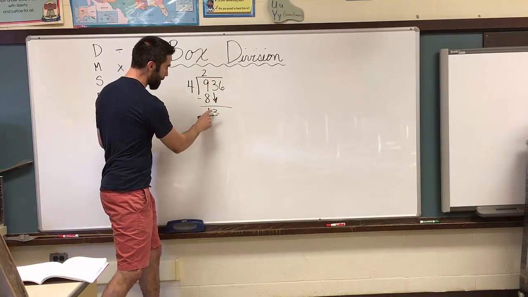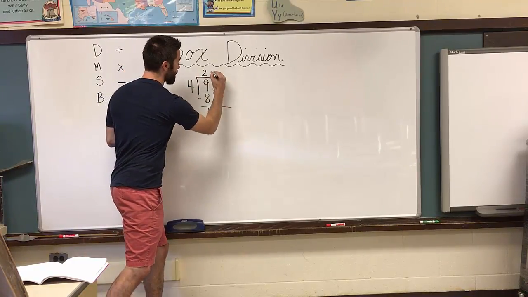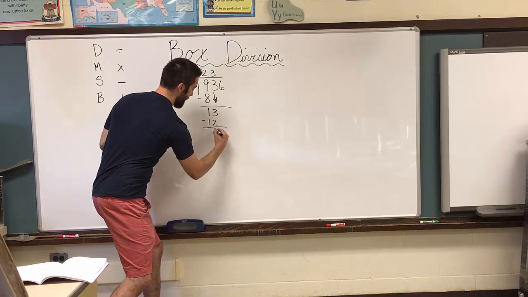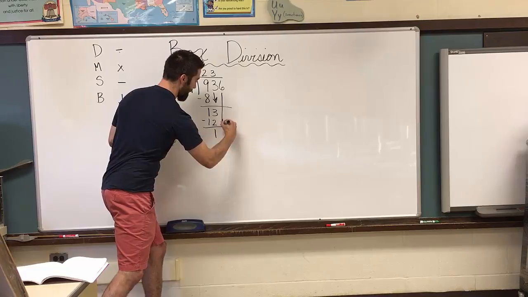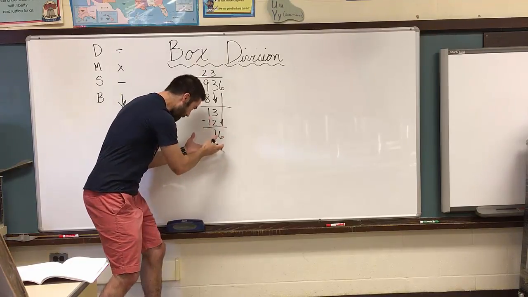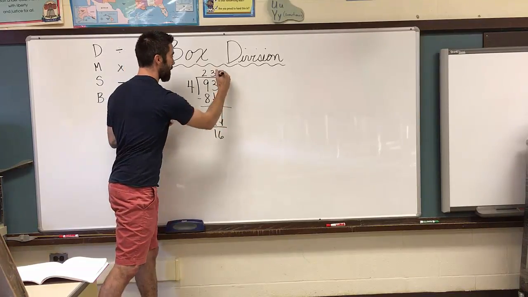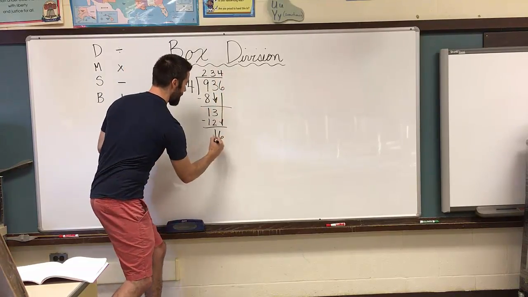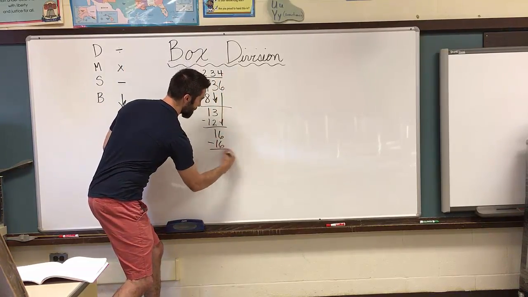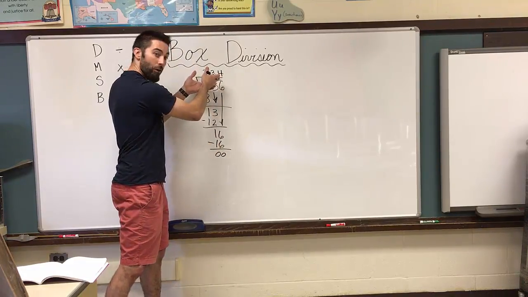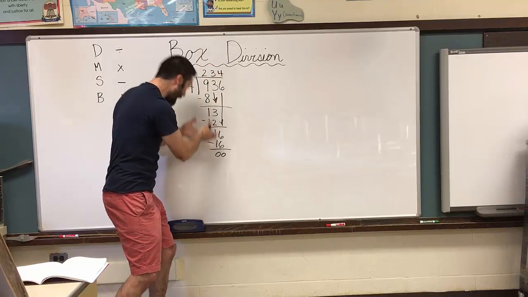So now I do 4 into 13, and it goes 3 times, and we subtract. We have a remainder of 1, bring down. So now I'm even further down, and now I have to look up again. And so 4 into 16 goes 4 times, subtract. And now we have no remainder, but I need to make sure I keep on going down, going back up, going down, going back up.